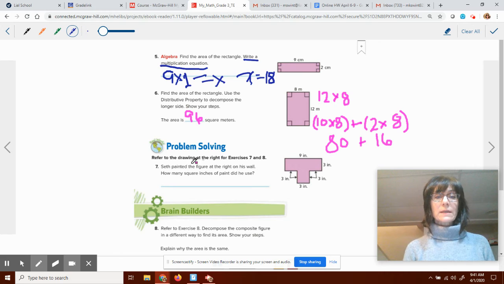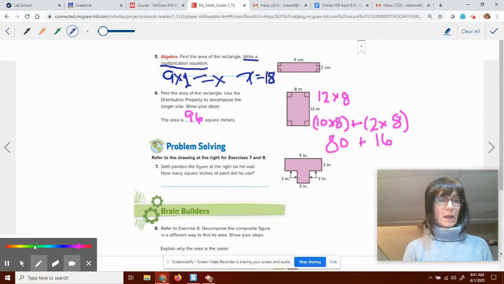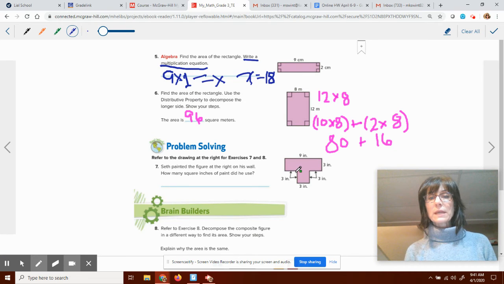Problem solving. Number 7, it says Seth painted the figure at the right on his wall. How many square inches of paint did he use? So he created this lovely shape. Ooh, let's do this green color. And we need to figure out the area.